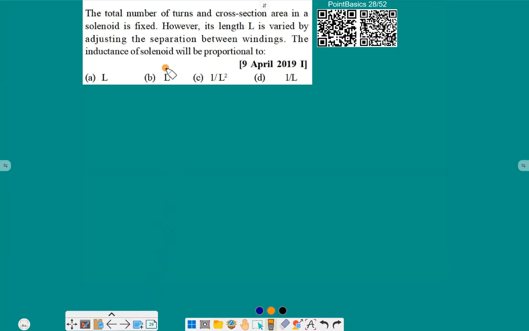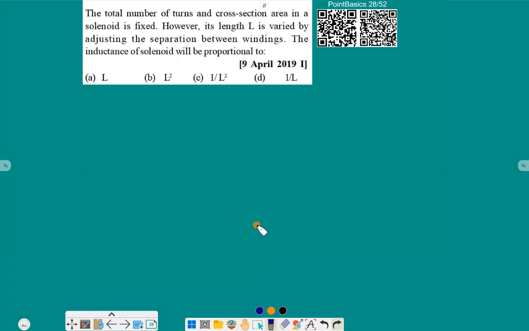So total number of turns and cross-section area in a solenoid is fixed. However, the length L is varied by adjusting the separation between the windings. The inductance of the coil will be proportional to. Now we know here, as it is asked, that inductance of the coil will be proportional to.